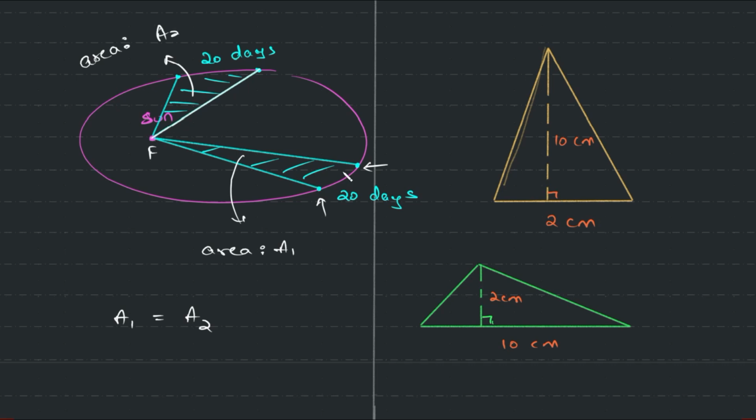So here the base is small, the height is bigger. Here the base is bigger, the height is shorter. So that commonsensical point will help you understand this. So I'll write a way to understand.